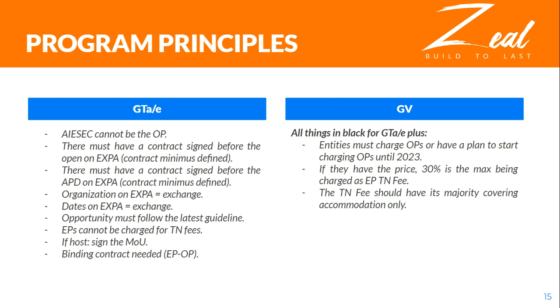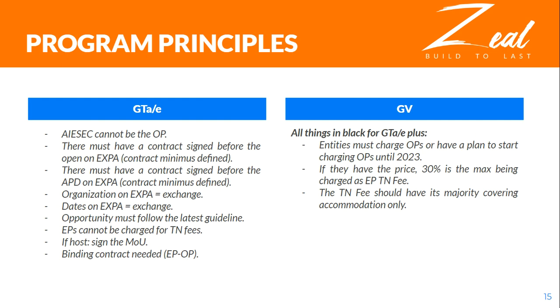Now the principles for GTA is that AIESEC cannot be the OP. When we open Expa, we don't need to find an OP at AIESEC? No, you must find an OP and you have to sign the contract with the OP before you open the opportunity on Expa. And the contract with the EP must be signed before the approval on Expa.